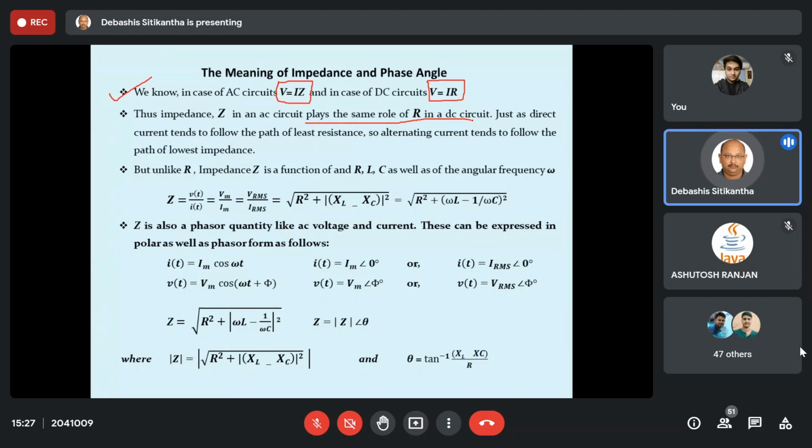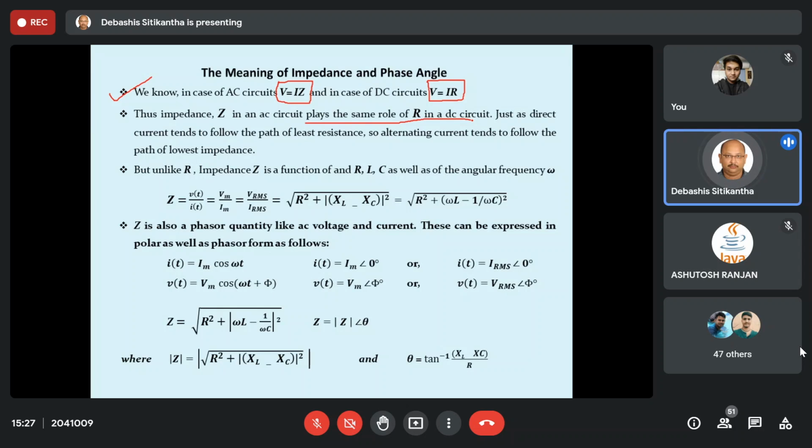Suppose there are two parallel roads. In one, there is a lot of traffic. In the other one, there is sparse traffic. But both of them have equal dimensions, that is length, breadth, everything. So naturally, you will prefer the less trafficked road, because it offers you less opposition.